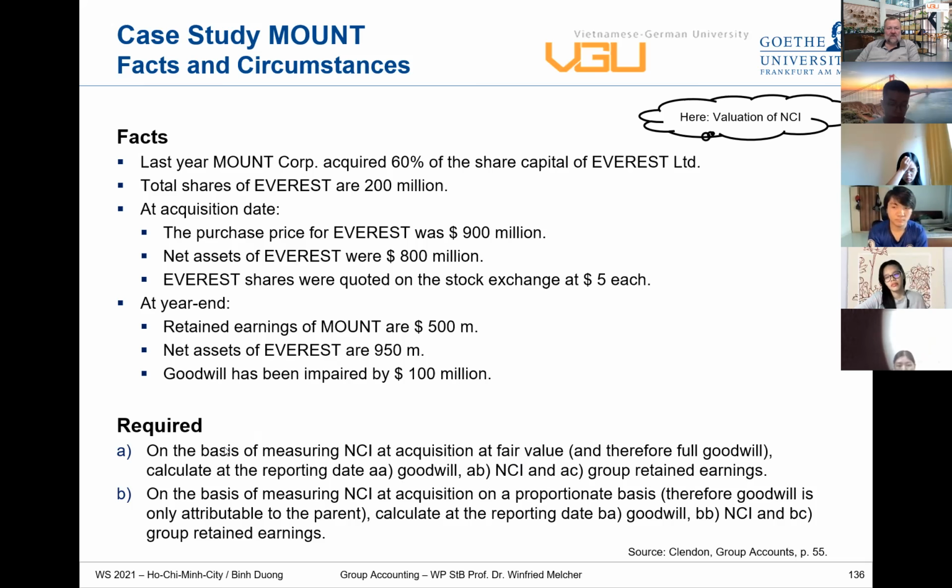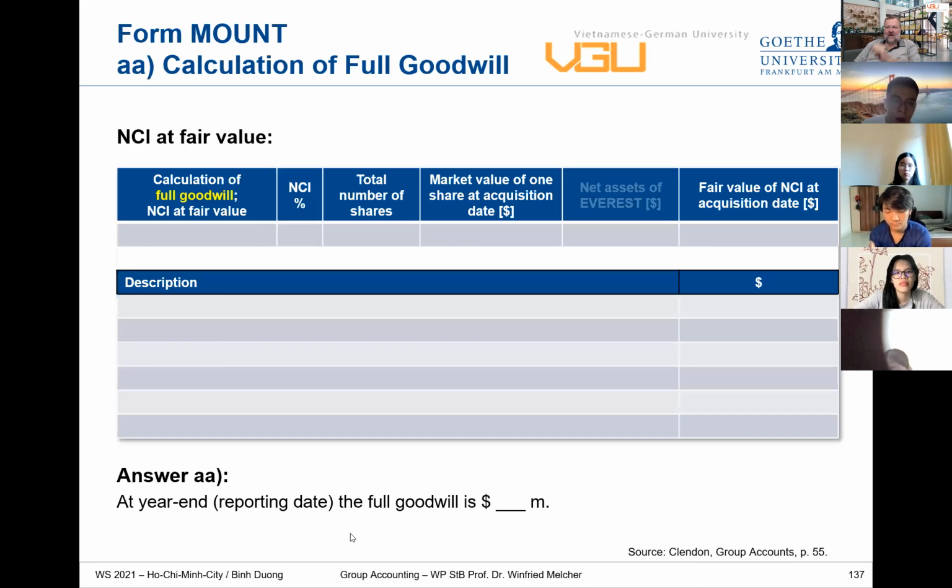And of course, we would do the same with the other method on the basis of measuring NCI at acquisition on a proportionate basis. Therefore, goodwill is only attributable to the parent. Calculate at the reporting date BA goodwill, BB NCI, and BC group retained earnings. You have a lot of forms for that one. So please go to the forms and use those in the breakout session to work on these.